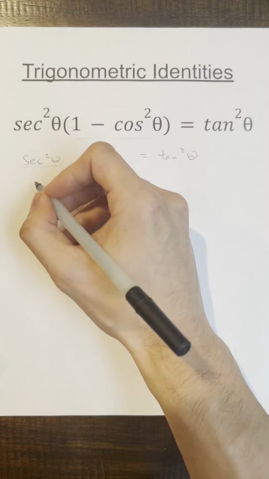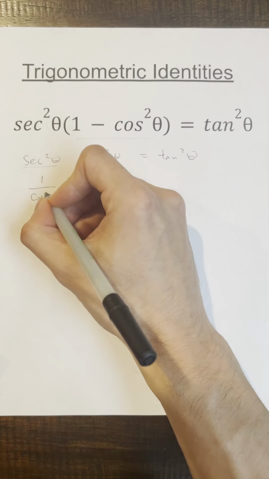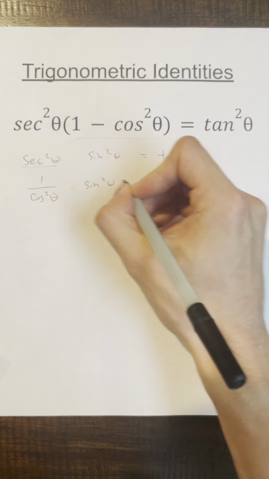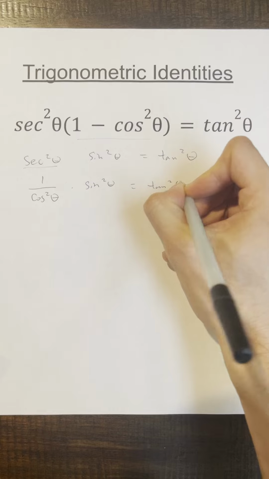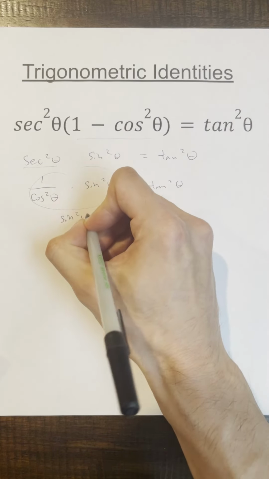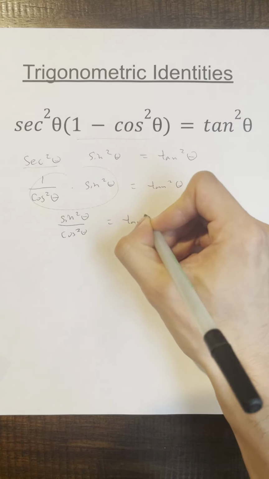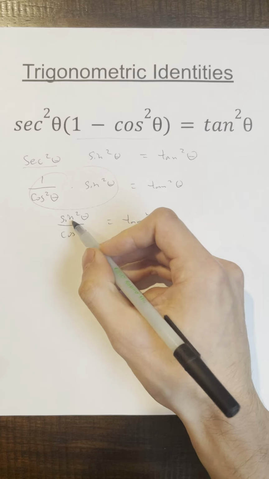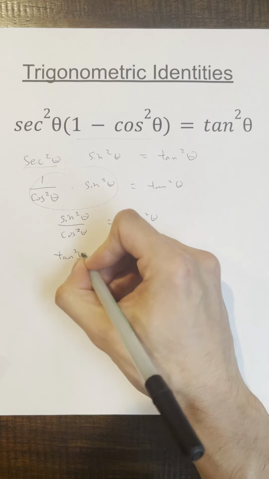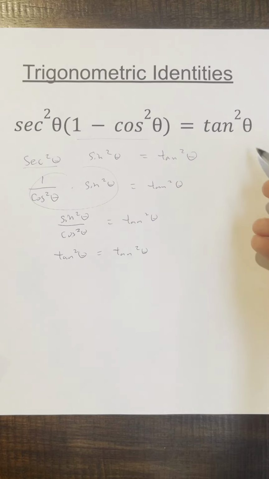So this one, secant, is the same thing as 1 over cosine. Well, this is secant squared, so it's going to be 1 over cosine squared theta times sine squared theta is equal to tangent squared theta. Okay, and I can combine these as sine squared theta over cosine squared theta equals tangent squared theta. Sine over cosine, that's just tangent. So this is how to prove this trigonometric identity.